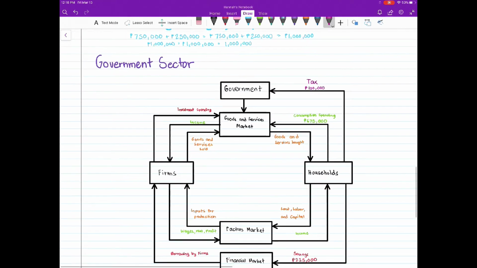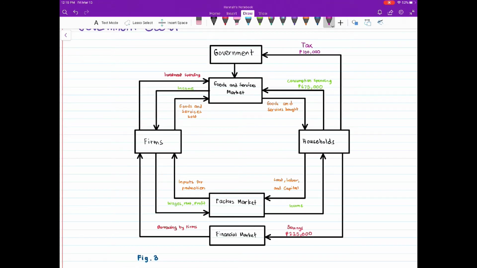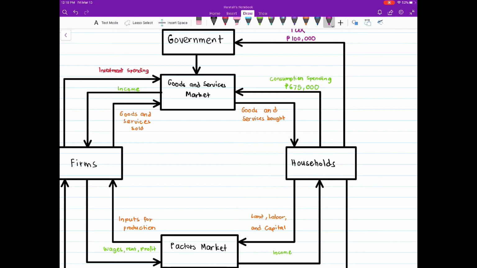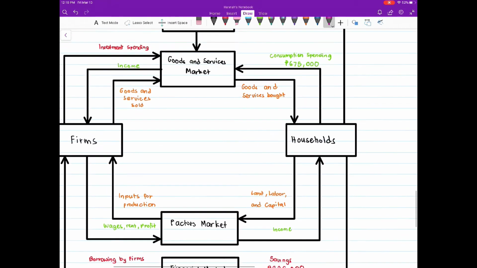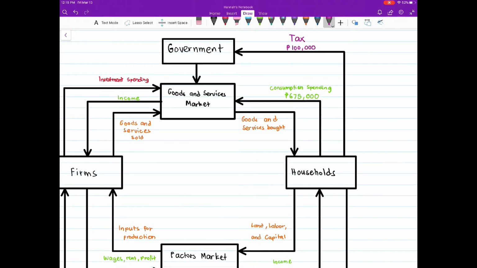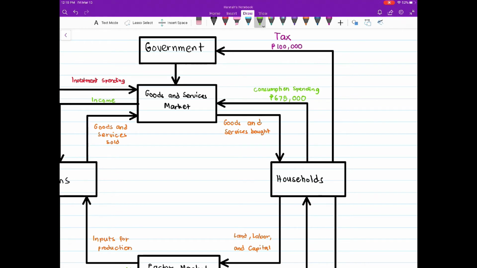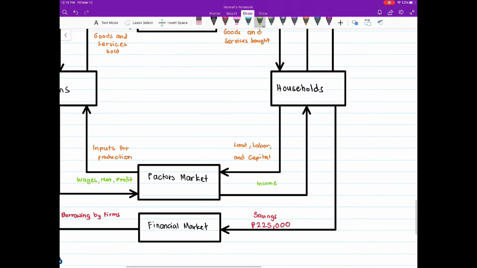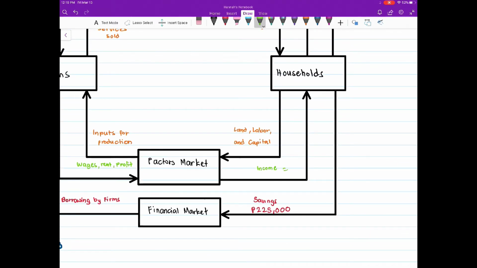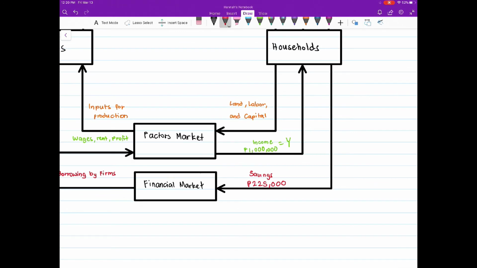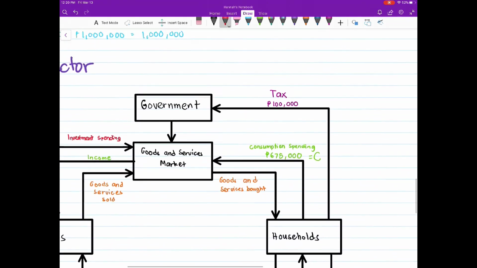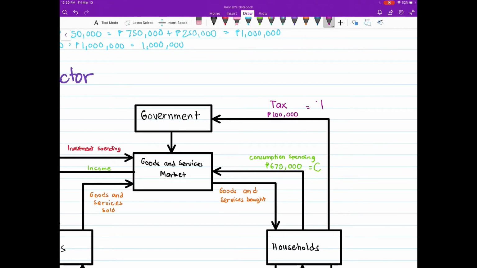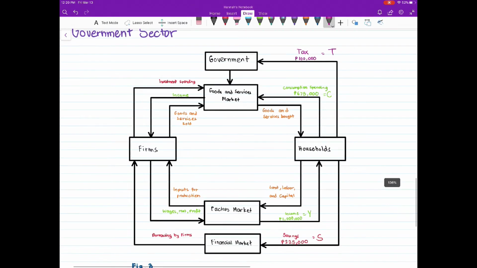Can you see it now? Thus, the 1 million household income is divided into 675,000 for consumption spending, 225,000 for the savings, and 100,000 for the tax payments. Let's label these again. Consumption is C, and income is Y, which is the 1 million. Then the savings are going to be S, and for tax, we have a new one now. It's just T. I'm just going to label the rest of it.